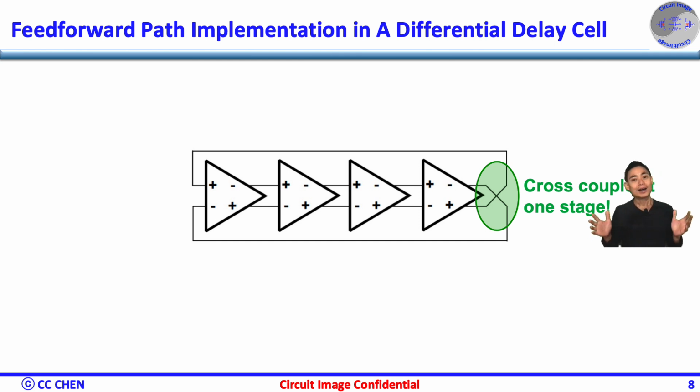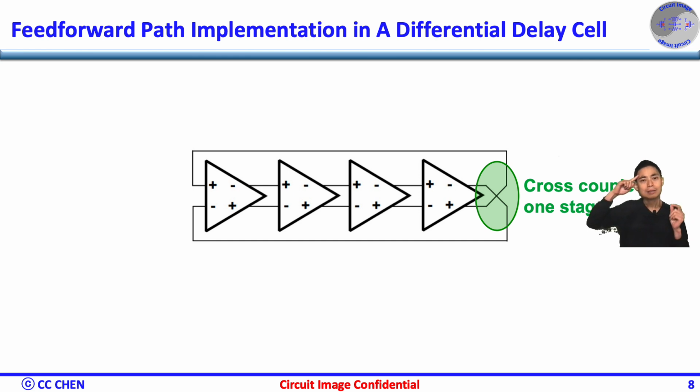Alright, how to add the feedforward path here? Can we simply do the same thing by connecting the output feedforward node here? Of course not. If we do that, that added feedforward path would break the Barkhausen criterion in the even number of delay cells, and it won't oscillate at all. So, what can we do?